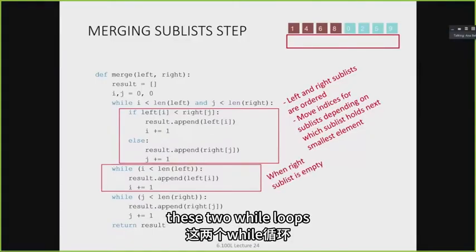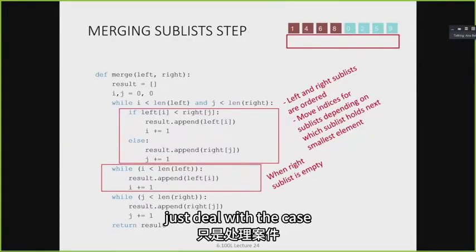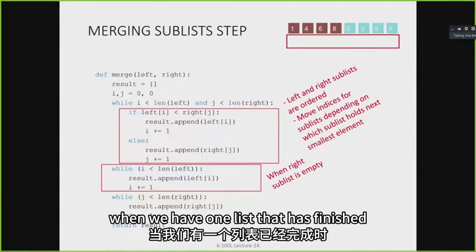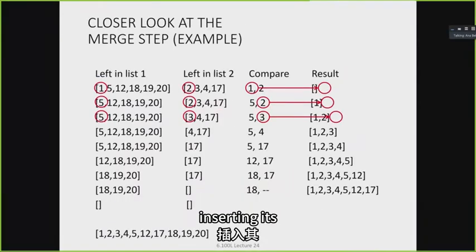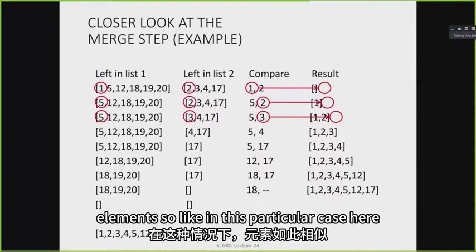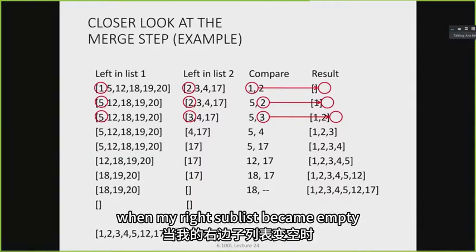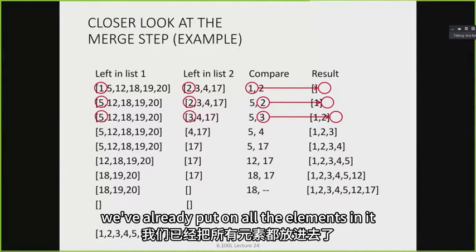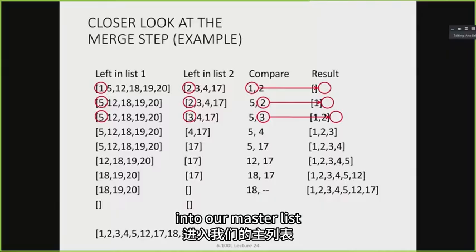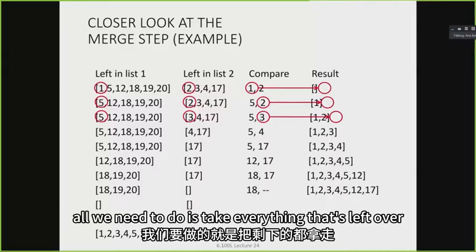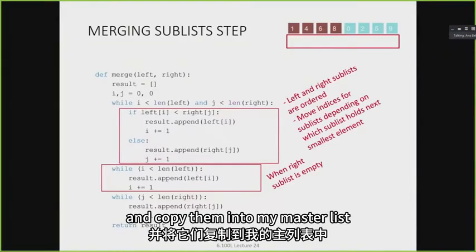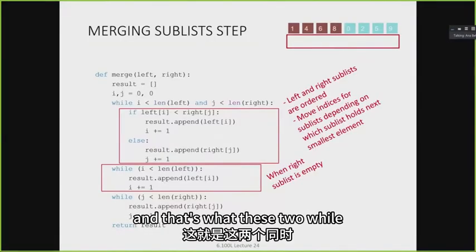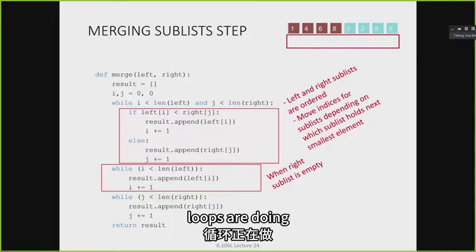These two while loops just deal with the case when we have one list that has finished inserting its elements. So like in this particular case here, when my right sublist became empty, we've already put all the elements in it into our master list. Then all we need to do is take everything that's left over and copy it into my master list. And that's what these two while loops are doing.